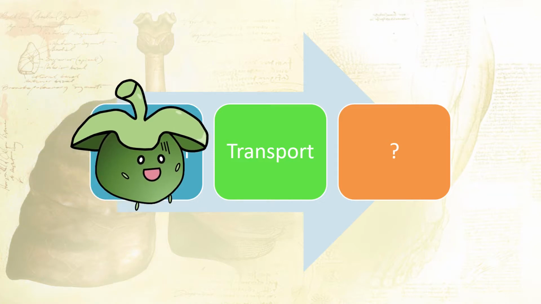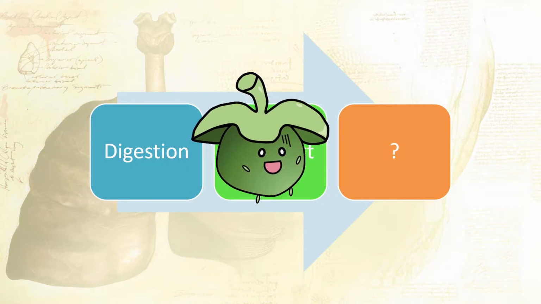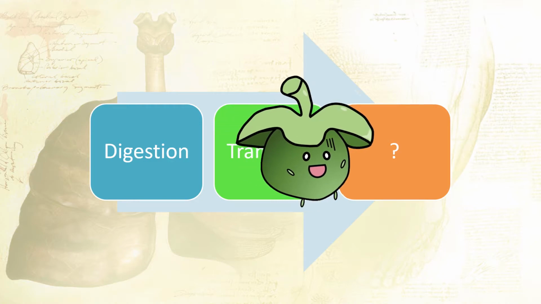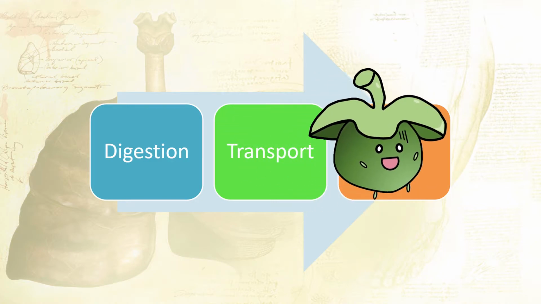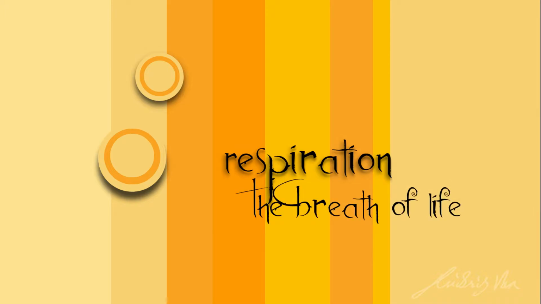So you have learned that we ingest food, digest it and absorb it. The food is then transported to the rest of our body by our transport system. So what happens to the digested food after it is transported to our cells? What will happen is known as respiration.